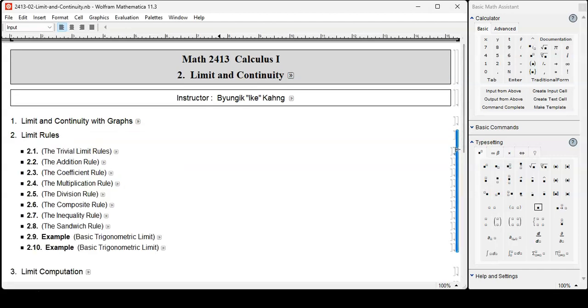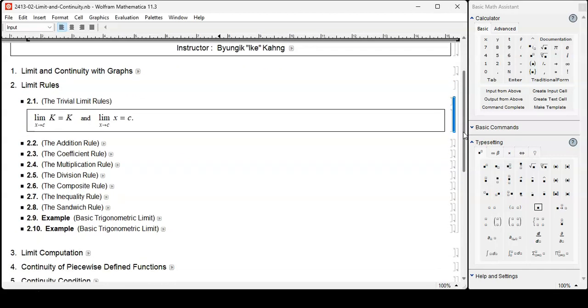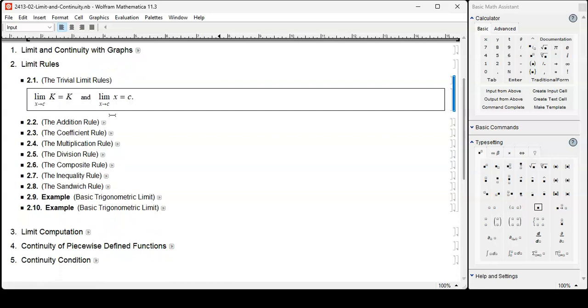There are some limit rules, and the first limit rule is the trivial limit rules. Indeed, it's trivial. The limit as x approaches c of the constant k remains the constant k. The constant is constant because it is constant. So the constant remains constant because it is constant.